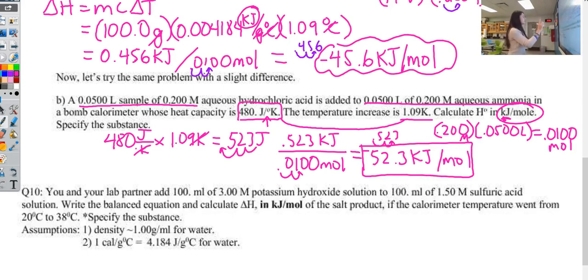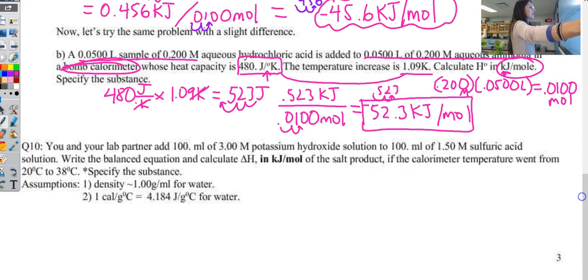All right, and last one on here. Again, I just want to remind you, even though it says bomb, sometimes it's in a bomb calorimeter, but the problem's exactly the same as doing it for a simple calorimeter. So you always have to check to see if they gave you the heat capacity of the bomb. If they didn't, then just assume that it was water inside of it. And again, we'll talk more about that in the next section.